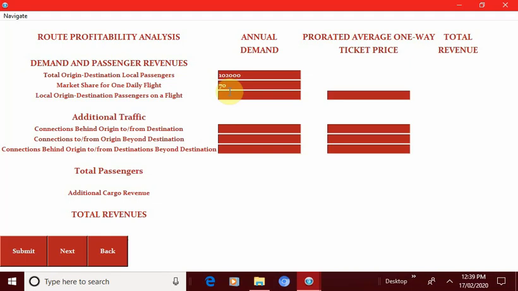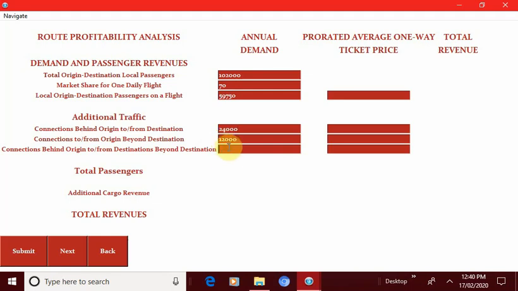The local passengers on this flight, which have already flown, from the origin to destination was 59,750. Then the additional traffic behind Malaysia from Denmark was say 24,000, which has already flown, and connections beyond Denmark from the origin, that is Malaysia, the figure was 12,000.